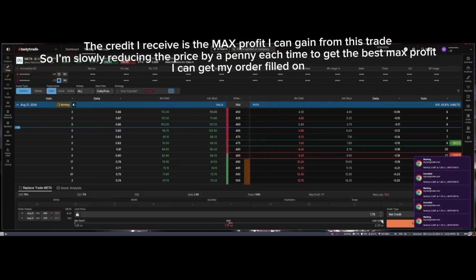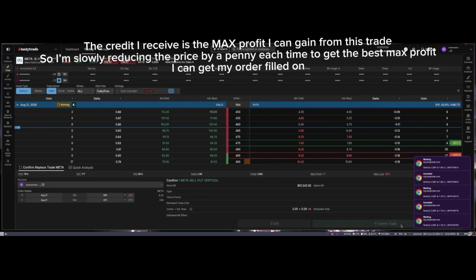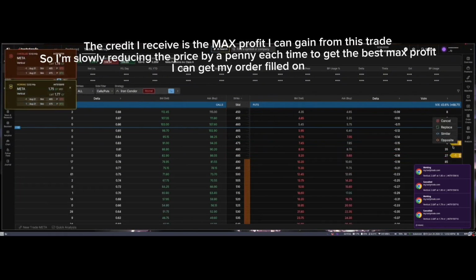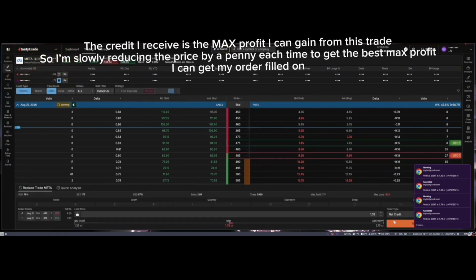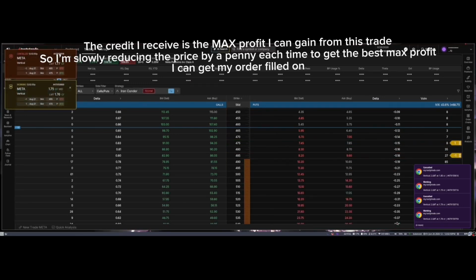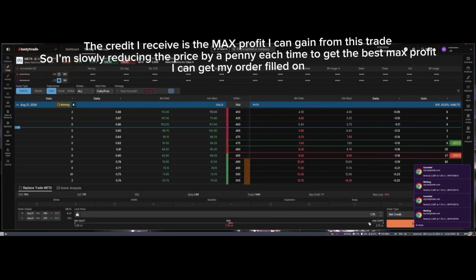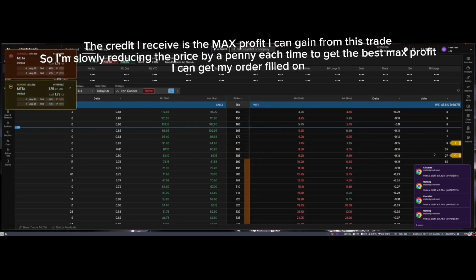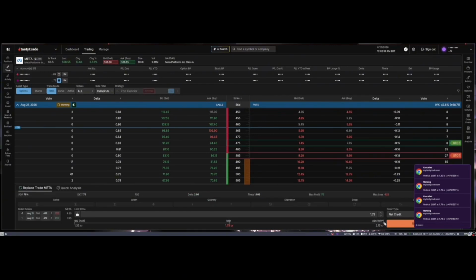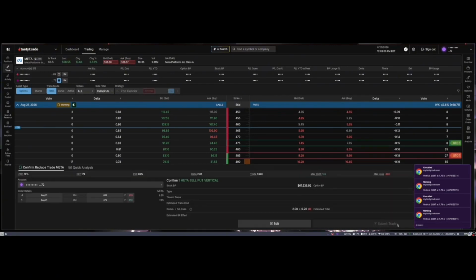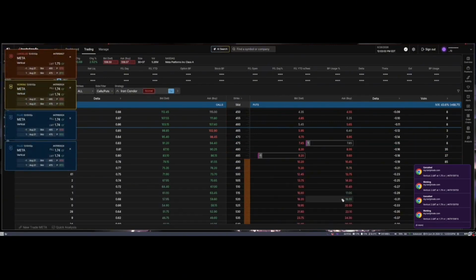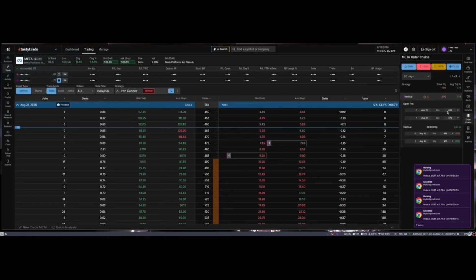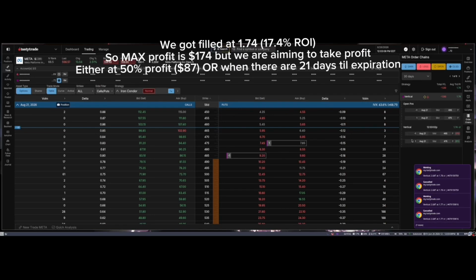No fill there. 7.76. Okay. Now we're down to the mid price. Not selling here either. 64. Okay. So we got filled at 174 with $1,000 of risk.